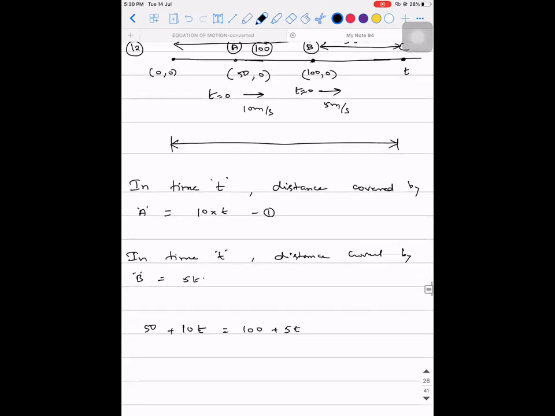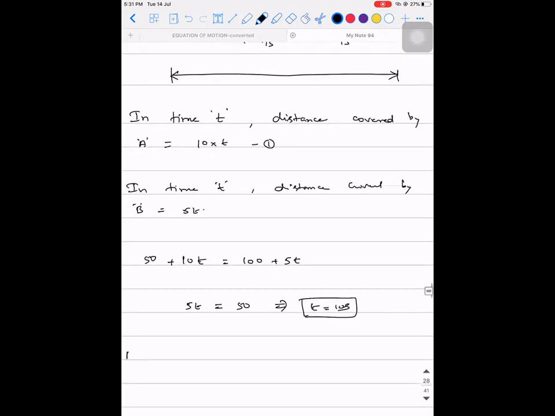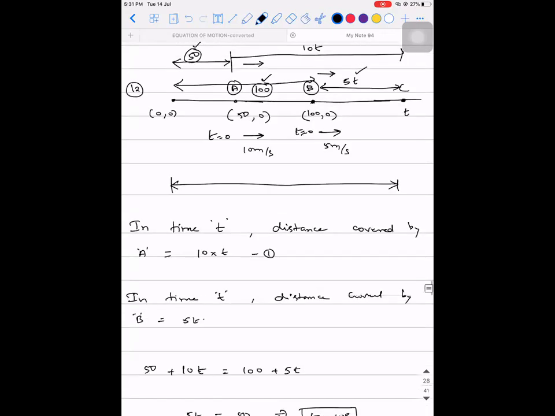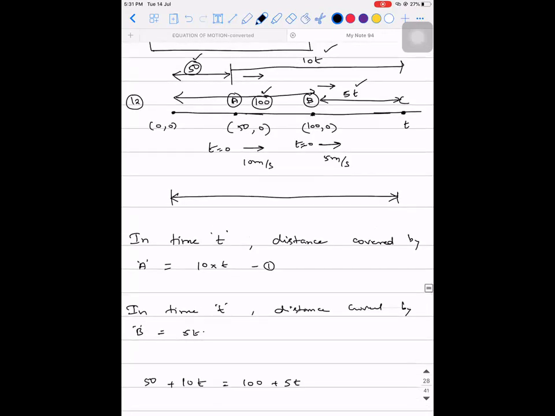So 50 plus 10t is equal to 100 plus 5t. What is the time here? 5t will be equal to 50, so t will be equal to 10 seconds. So exactly after 10 seconds of starting, this kind of scenario will arise. After 10 seconds, what will be the position of A with respect to origin? How much? 100, right? That 100 is with respect to its initial position because you did only 10t.